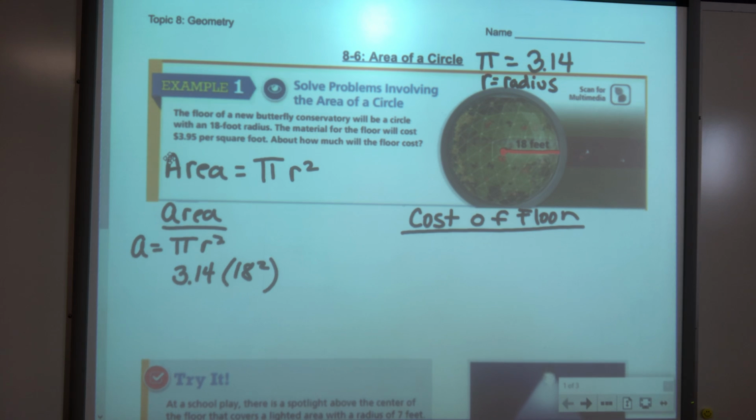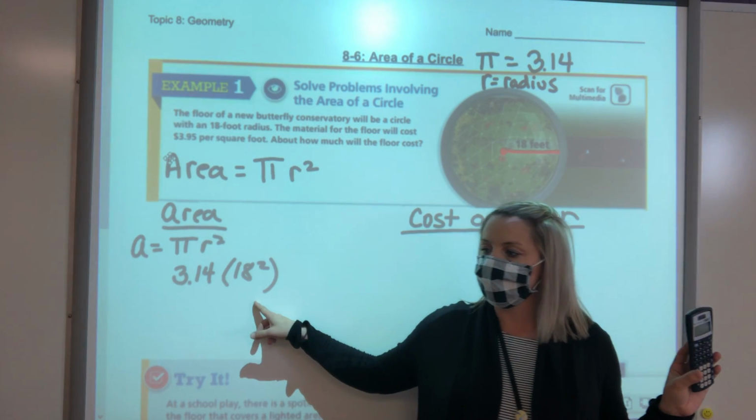3.14, open your parentheses, 18, and then there is a squared button. If you're using this blue calculator, this type, it is 6 down, or 3 up from the on button. And then close your parentheses. Okay, so yours should look just like this.